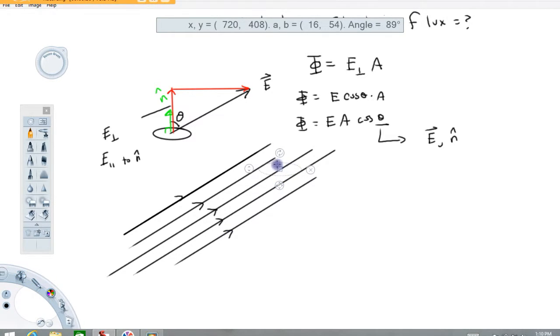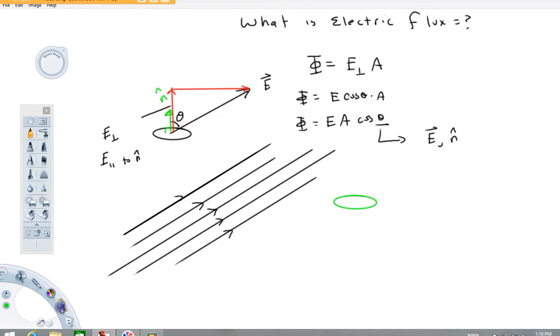Now, if you take a look at this dashed surface here, let me make it green so we can see it. And I take this surface and move it into this region where there are field lines. The flux through that surface describes basically the number of field lines going through that area. So that's what flux is a measure of. It's a measure of the number of field lines going through a given area.